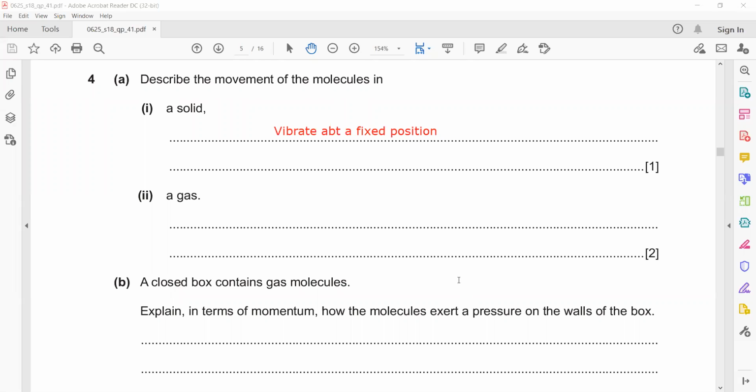What about the movement of particles in a gas? Particles are far apart, moving randomly at high speed. Randomly means there is no specific direction, in all directions. So you can mention moving randomly and at a high speed.